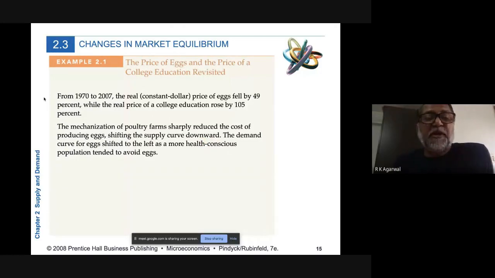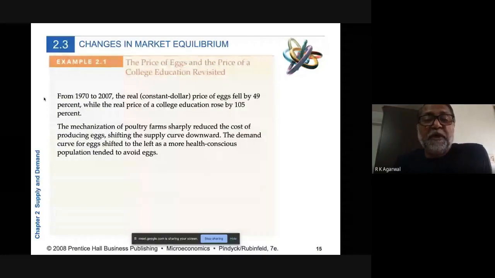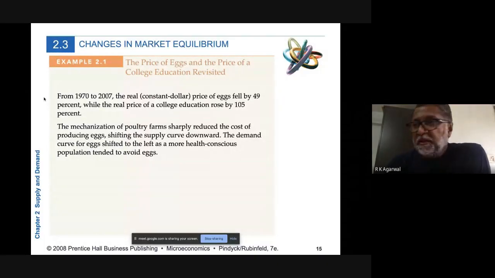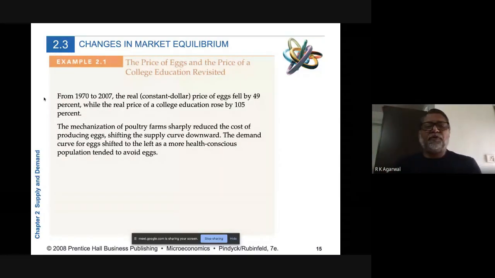Demand curve for eggs, on the other hand, shifted to the left. Why? Because people became more health conscious, and then they tended to avoid eggs. I'm a vegetarian. I do not eat eggs. No idea about eggs at all. But I was told that egg is a very rich source of protein. So people should take eggs. And the National Egg Council had some time ago come up with some slogan also, an egg a day keeps the doctor away, something like that. But I'm not very sure about that.